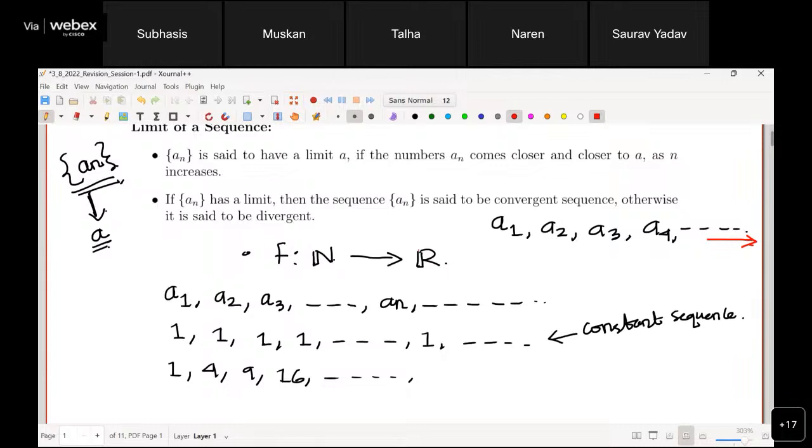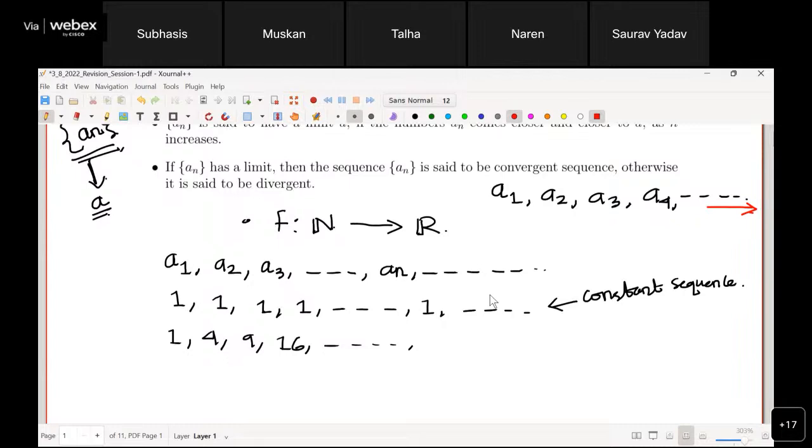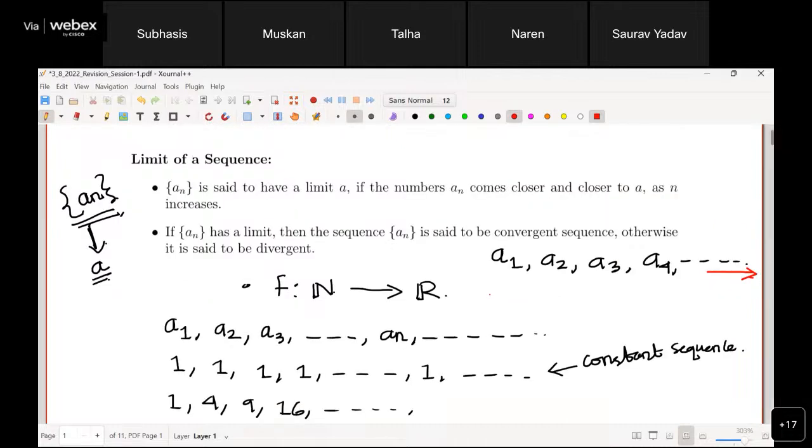When you don't have any such a, then you say that the sequence is a divergent sequence, that is, not a convergent sequence. When for a sequence we have a limit a, that means all the terms of the sequence come closer and closer to a. In that case, we say that it is a convergent sequence. And when we don't have any such a, we say that the sequence is a divergent sequence.